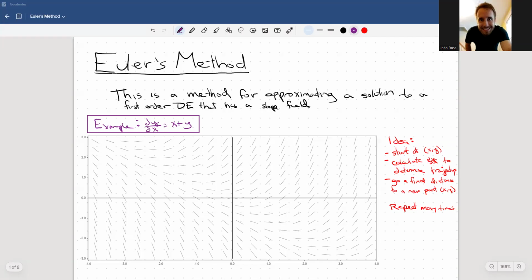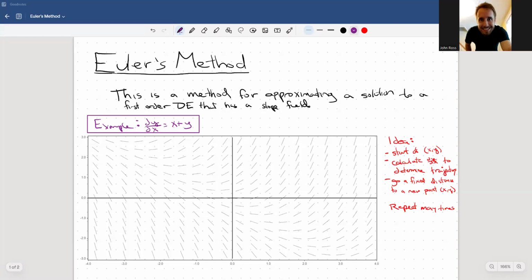So again, this is going to be a method for approximating a solution to specifically a first order differential equation that can be graphed using a slope field. So the example we'll be looking at is this slope field given by the differential equation dy/dx, or y prime, is equal to x plus y.